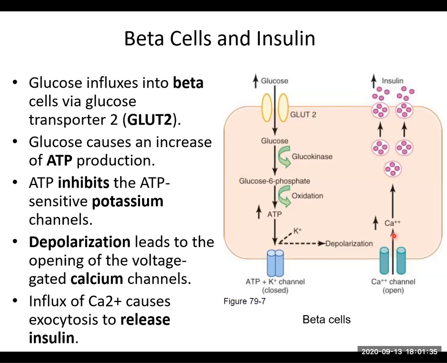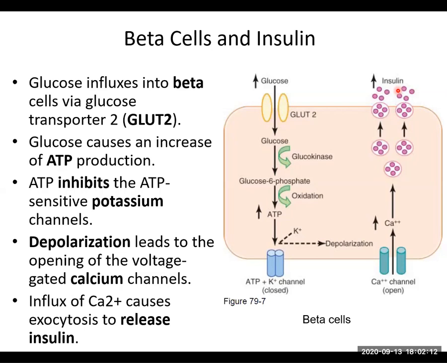Then calcium coming in will liberate these vesicles. These vesicles contain the insulin, and they will move near the membrane and release the insulin into the blood. So that's how the beta cell releases insulin in response to the increase of glucose in the blood.